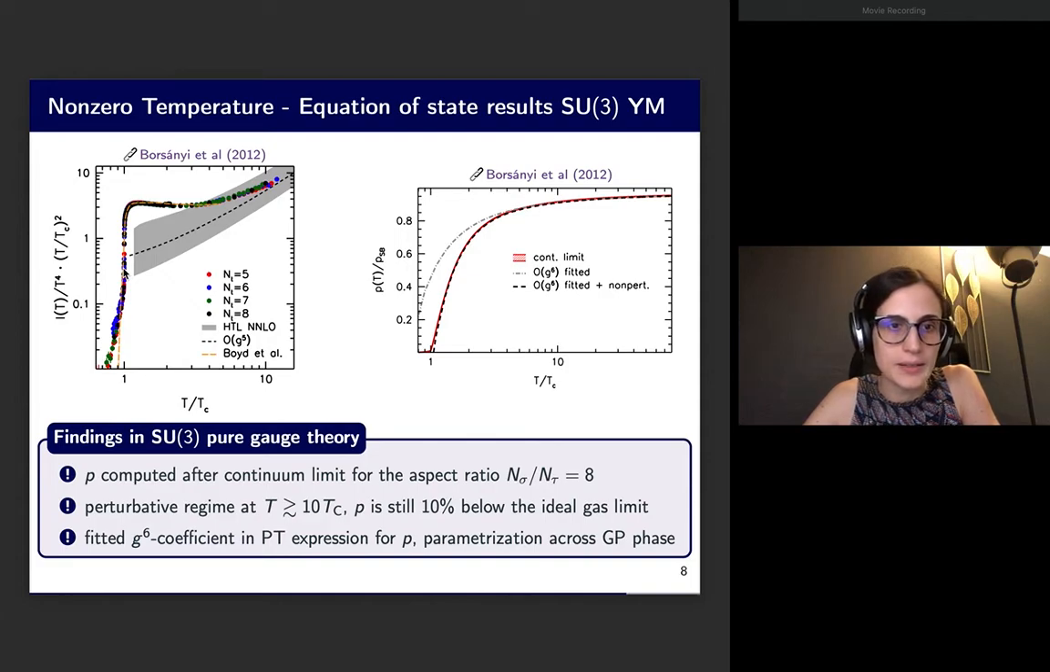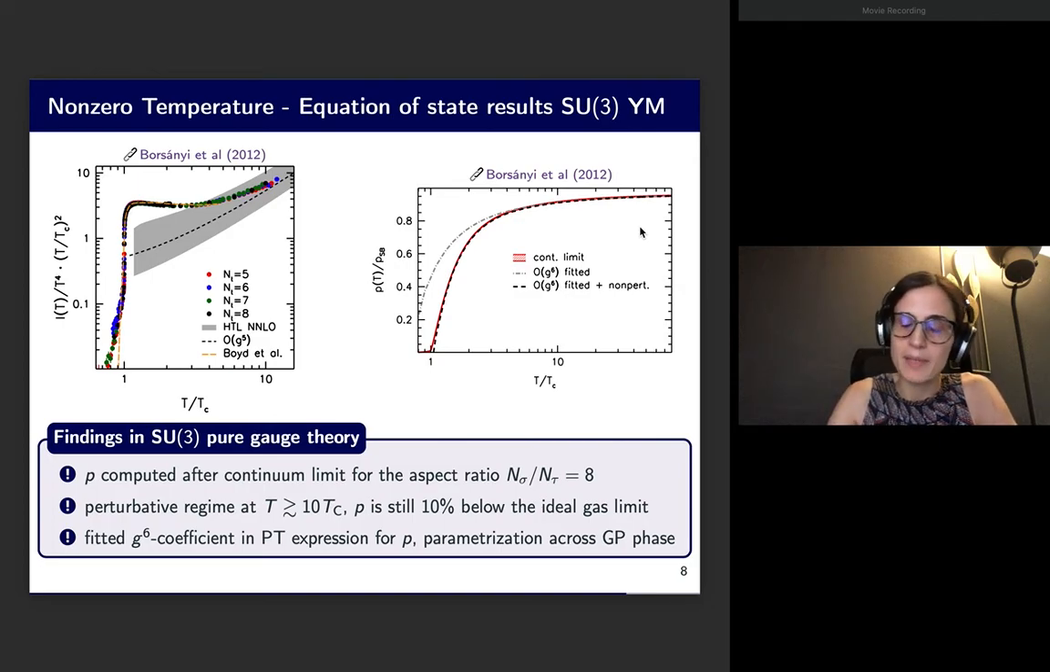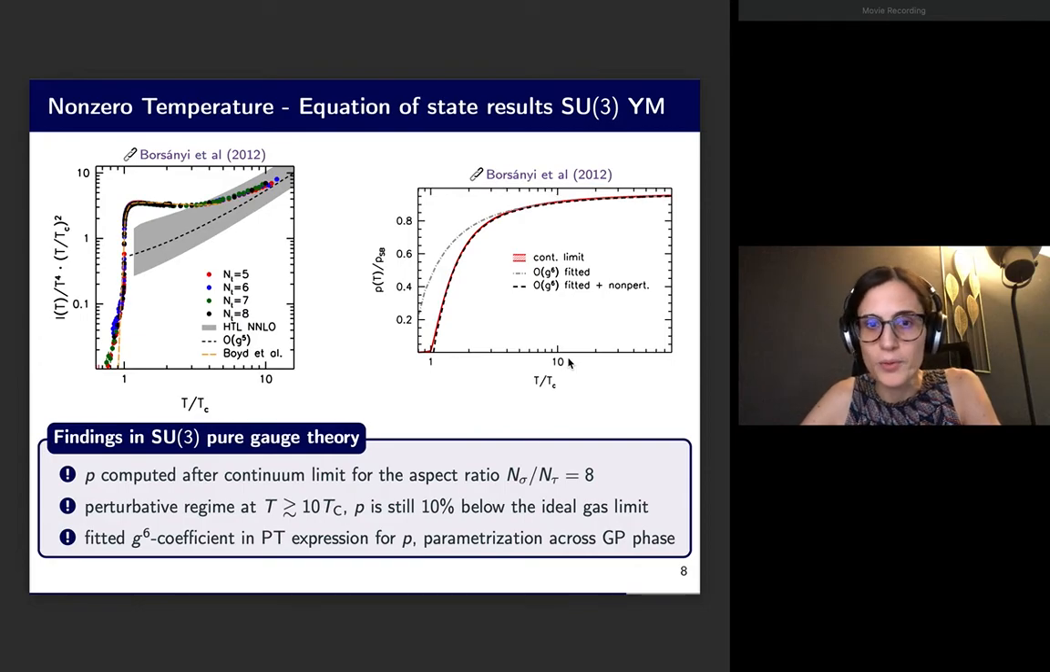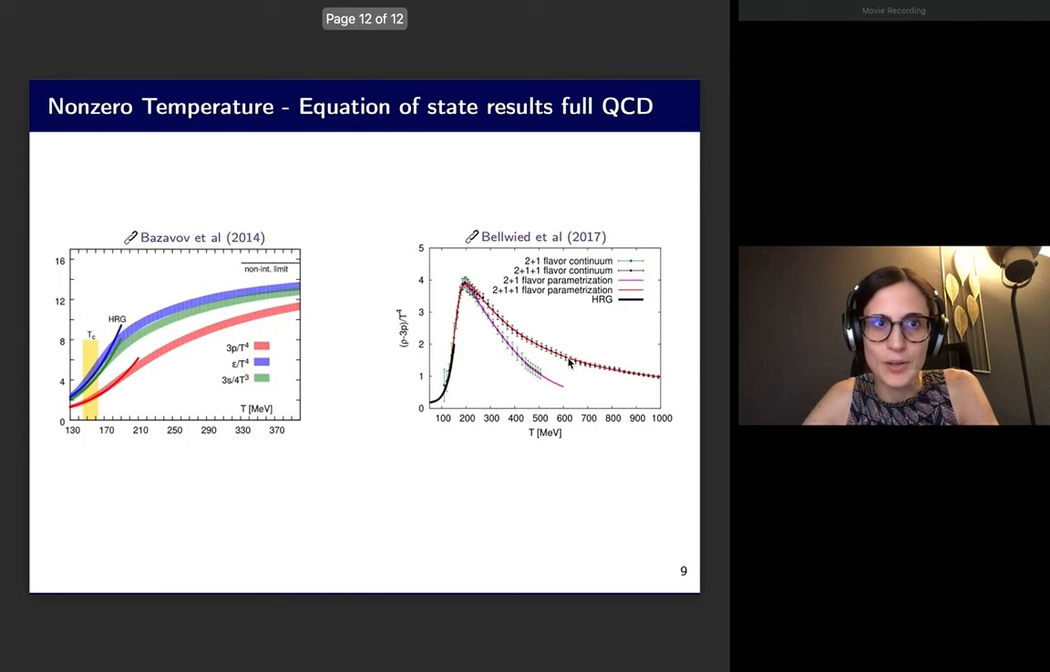So basically we see that for T greater or equal to 10 times the deconfinement region, we finally access the regime where we can fit the g to the power of 6 coefficient of the perturbative expansion. And this is what was done once the pressure was computed in this paper. And also a parametrization was obtained across the gluon plasma phase. Another important remark is that even at the largest explored temperature, the pressure is still 10% below the ideal gas limit, and this tells us that the approach to the ideal gas limit is rather slow.